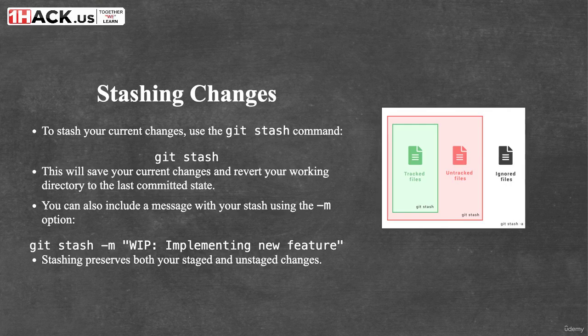It's important to note that stashing preserves both your staged and unstaged changes. This means that when you stash your changes, Git will save everything you've been working on, regardless of whether it's been staged or not. Using the git stash command is a quick and easy way to temporarily save your progress and switch to a different task or branch without losing your work.